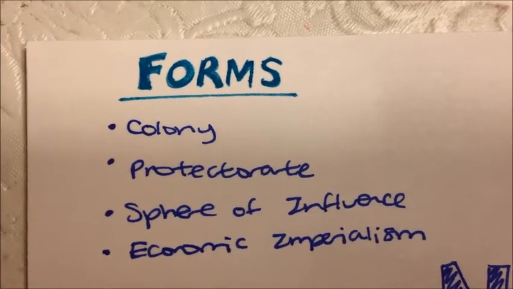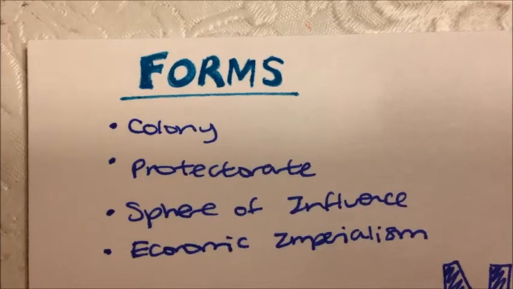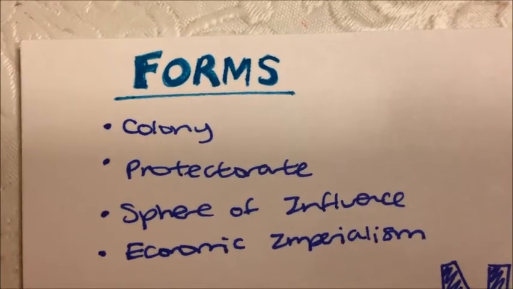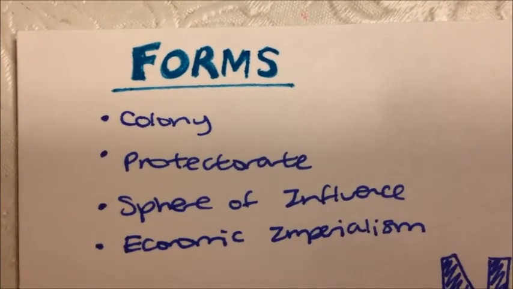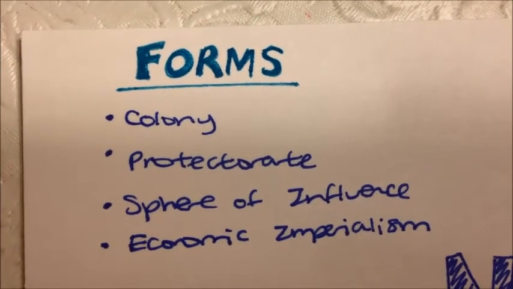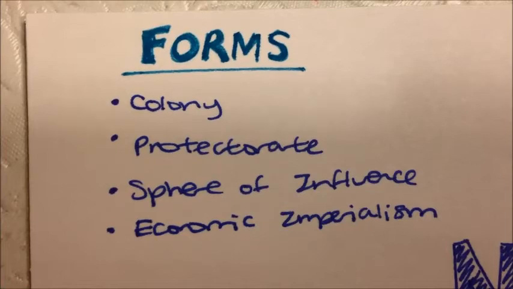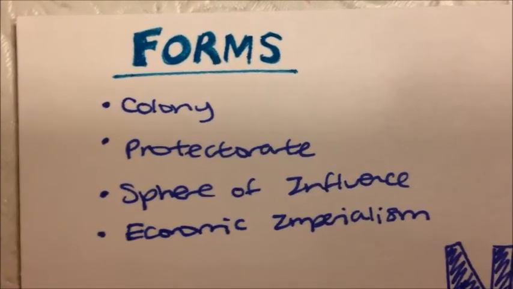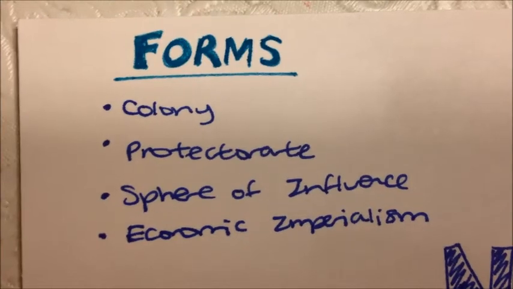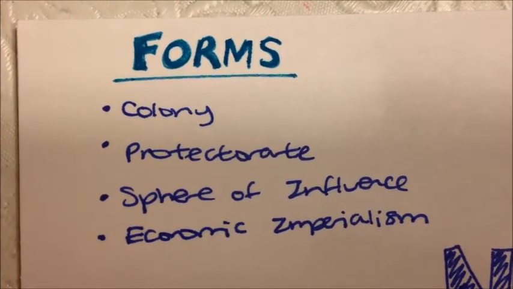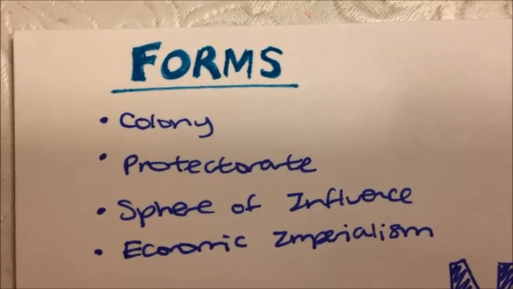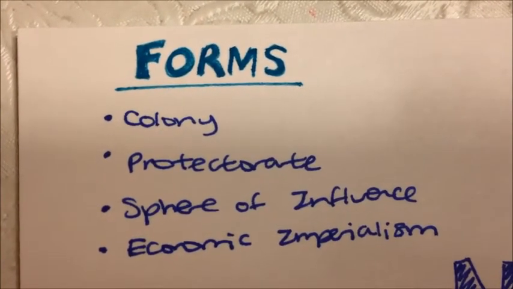The third one is a sphere of influence, which is basically when the area inside this country is claimed to have entire economic dependence on another country. So basically, another country monopolizes trade with this one area. And finally, economic imperialism is when you have one developing country dependent on a developed country. As a result, the developing countries stay developing.